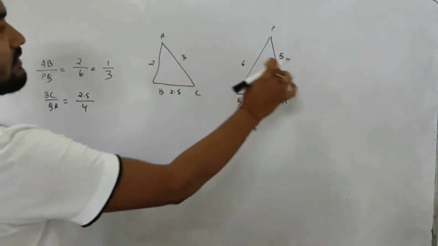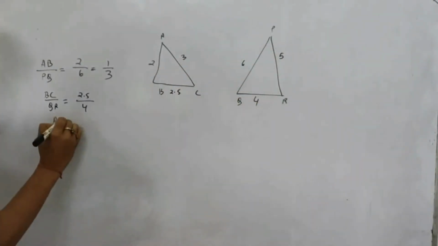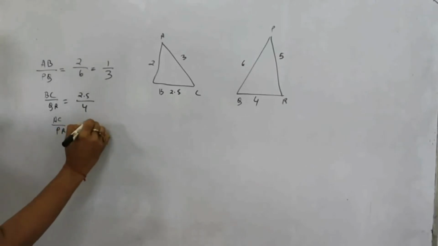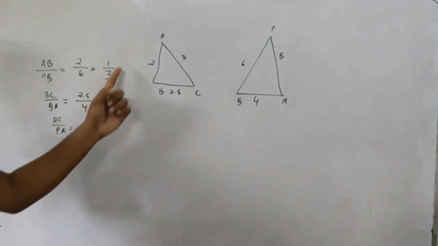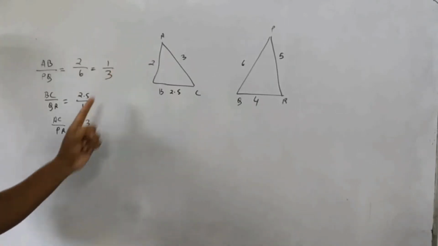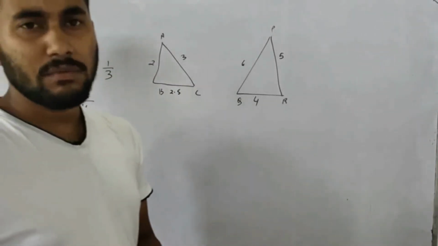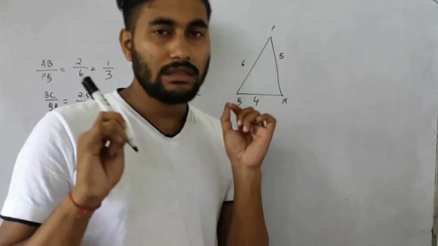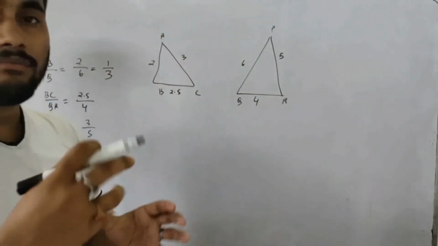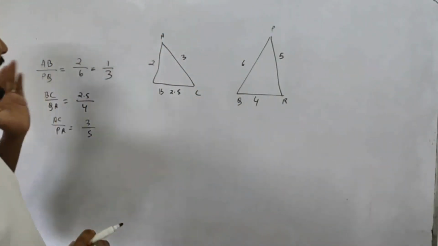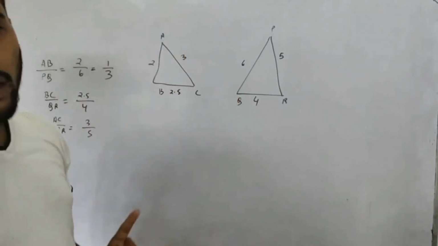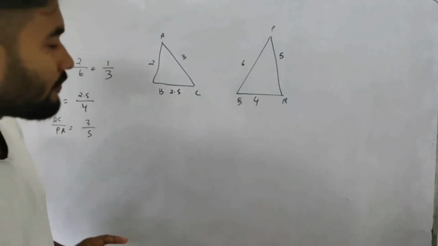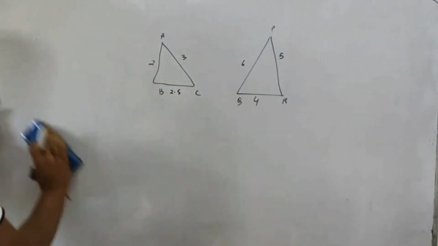Next one will be AC by PR. AC by PR is 3 by 5. Now, very clearly we can say that the first and last are not matching. If it is not matching, then are they not similar? Don't make this mistake. Sometimes they will flip the triangle, so you directly cannot say that they are not similar. The triangle alignment is not correct. You have to check the alignment at first, so now we will check the alignment.